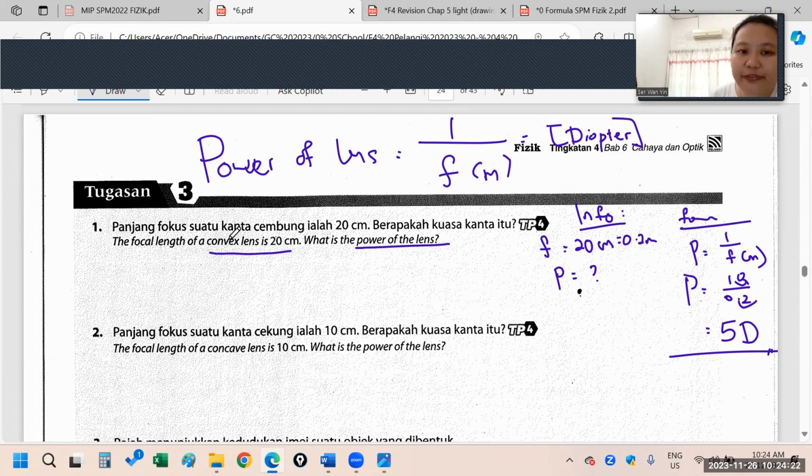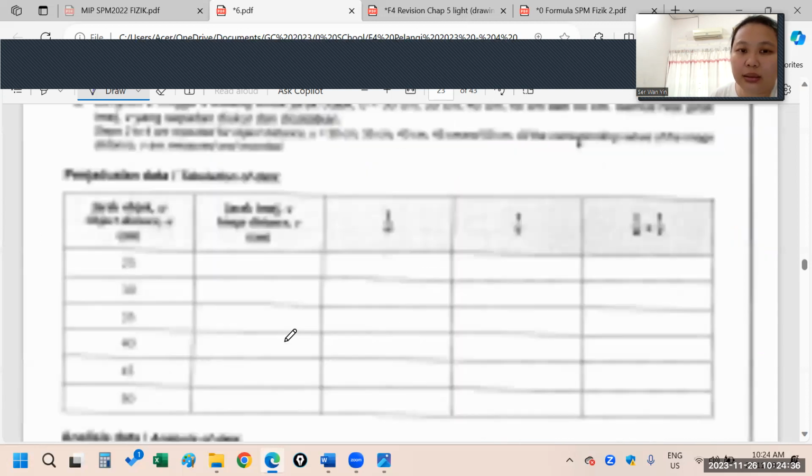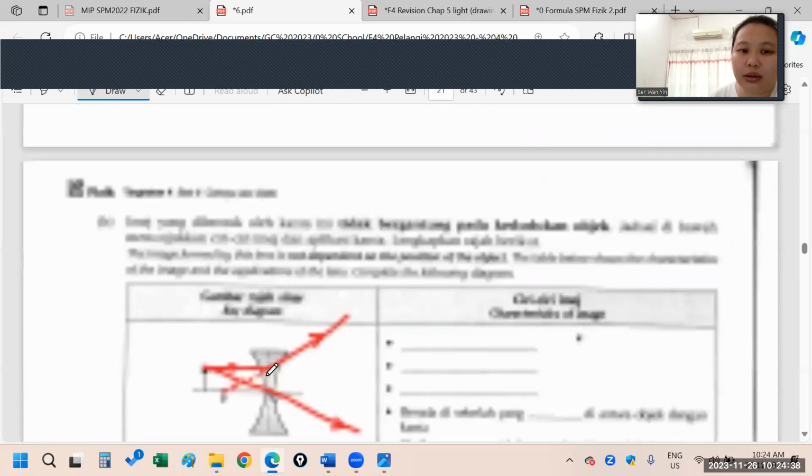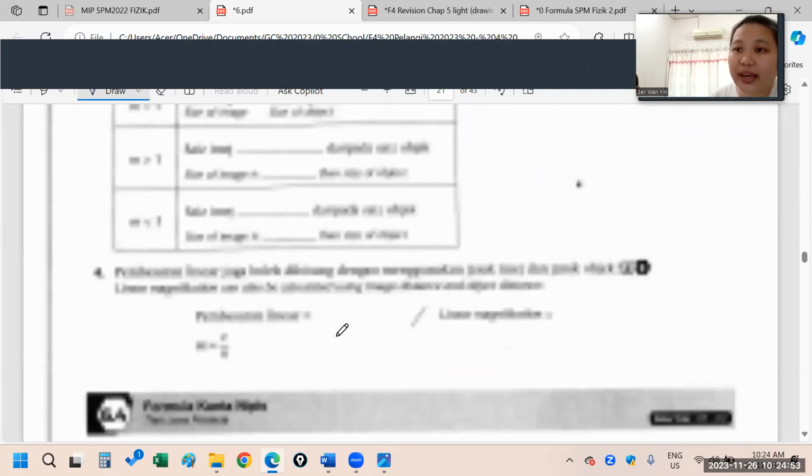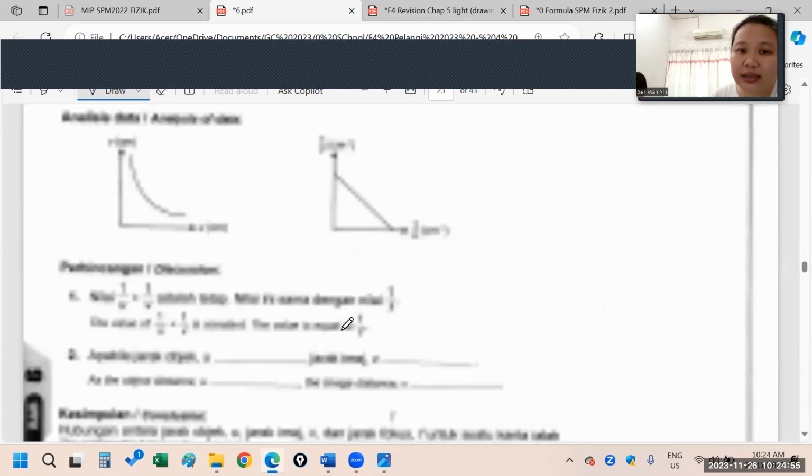Okay, now convex lens, F always positive, but concave lens, focal always negative. Why? Because concave lens, we use the F in front, negative. Because the light is supposed to pass through the lens. So after the lens, yes, it's positive. Okay, convex positive, concave negative.